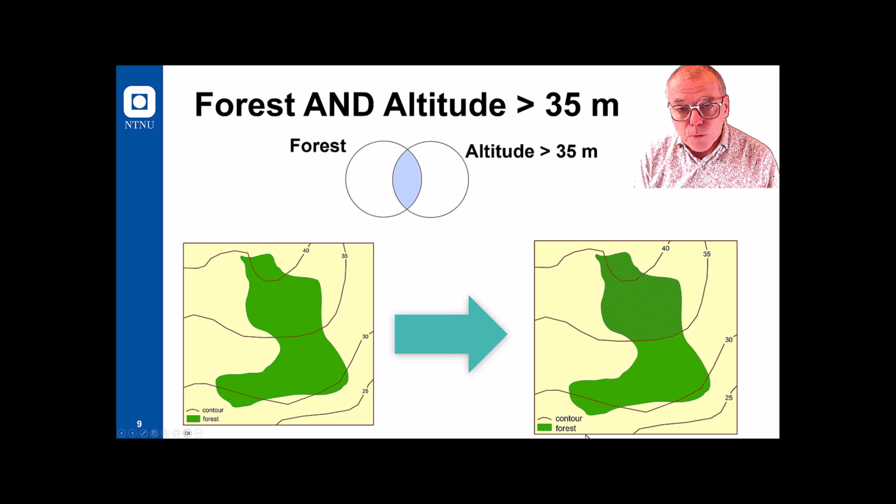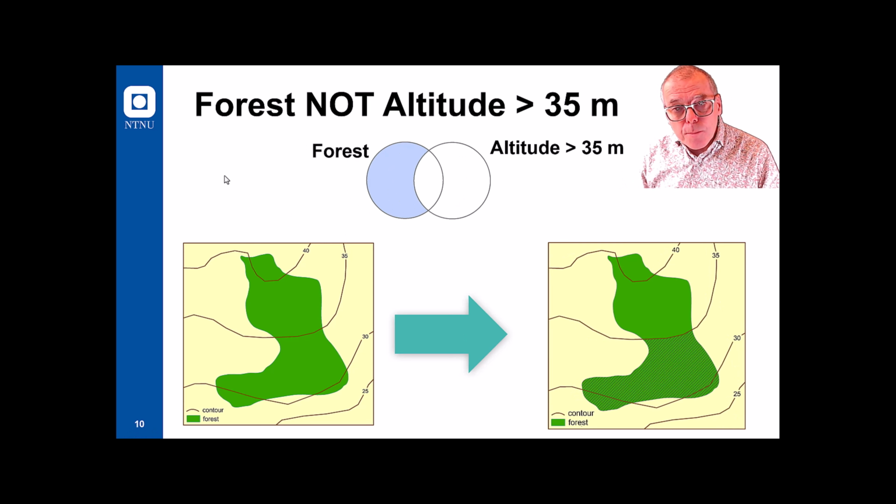Then the NOT operator, we have forest, but we should not have altitude higher than 35 meter. So everything which is forest and below 35 meters is part of the set. So we exclude everything which is above 35 meter because this is after the NOT operator. This should be then excluded.